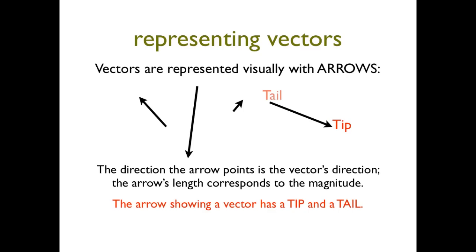Okay, and so then we talk about the tip and the tail when we draw a vector. If it's a displacement vector, then the tail is like the starting point, and the tip is the ending point. And that represents that change in position. So displacement is like change in position from the tail to the tip.